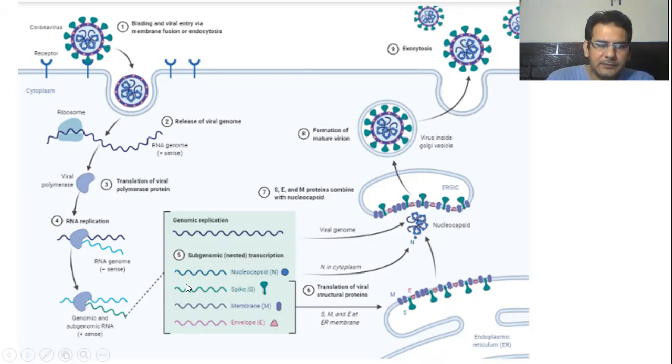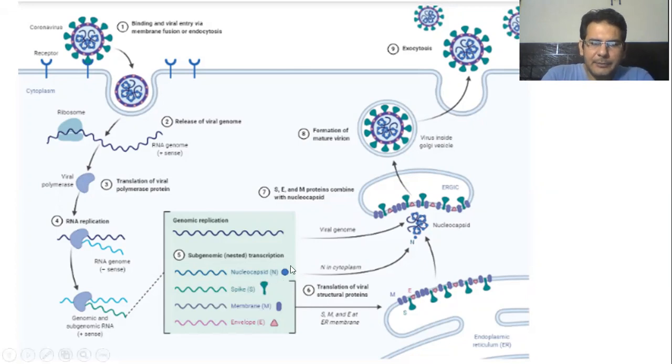There are four distinct genes. One is the nucleocapsid, which makes the nucleocapsid protein, which gets in touch with the genetic material and gives protection to it. Then there is the spike protein, which is very famous. It spikes out from the virus surface, gets in touch with the receptor and helps the virus go inside the cells. Then there is a membrane protein, which is M, and then the envelope protein. This virus is an enveloped virus, so it makes the envelope and the membrane.